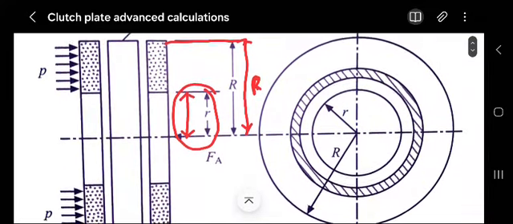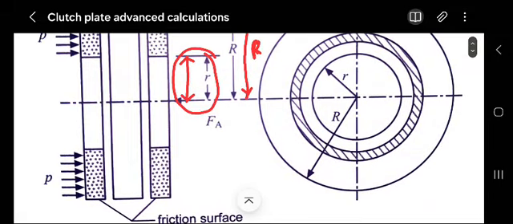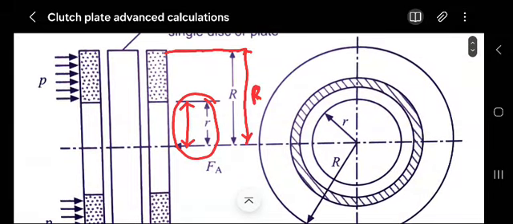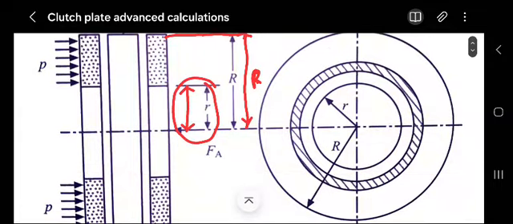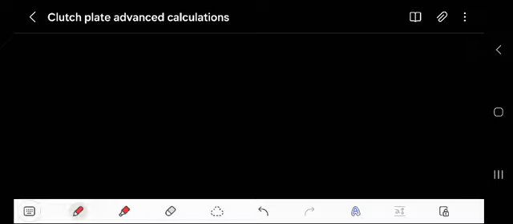As you can see, here is the image of this single plate. This is the friction surface, pressure is exerted there. This is how it looks. Let us answer this question. Data given. Let's check our data given.